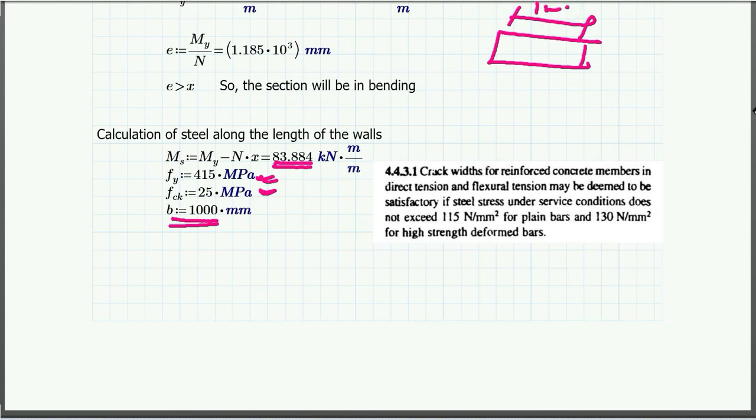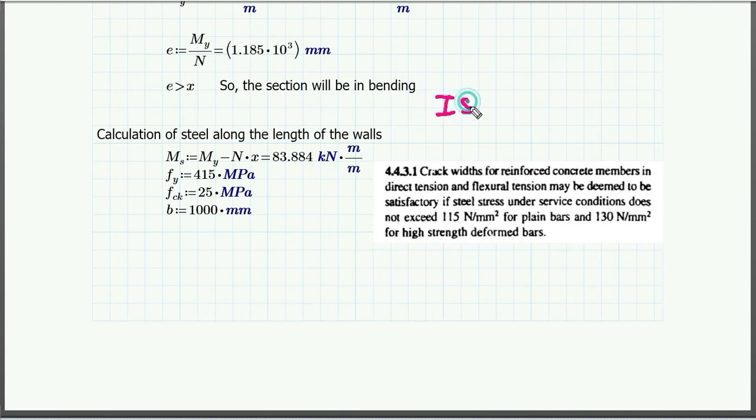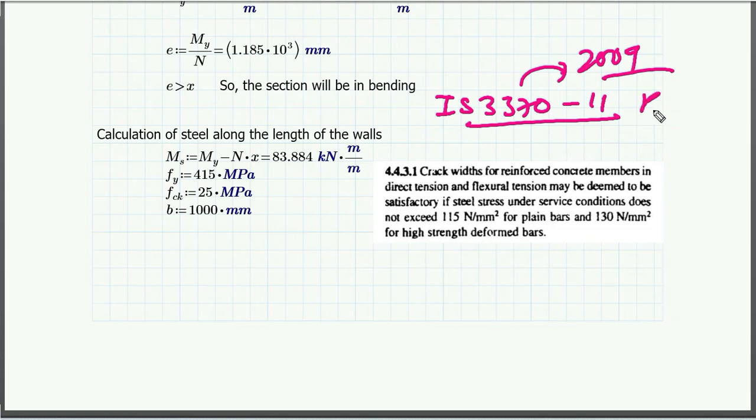Now, if you refer to the code IS 3370 part 2, revised in 2009, which is for RCC water tanks, it is mentioned that, because we do not want cracks in the RCC water tank, to resist cracking of a reinforced concrete member in direct tension, the flexural tension may be deemed satisfactory if the steel stresses under service condition do not exceed 115 Newton per mm square.